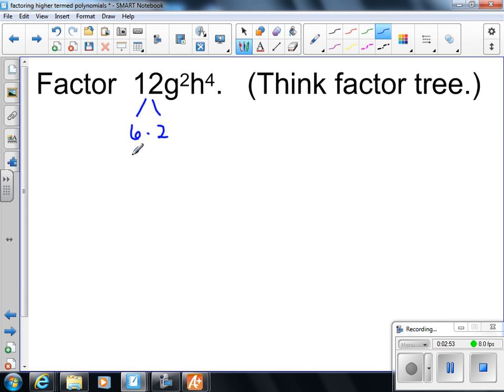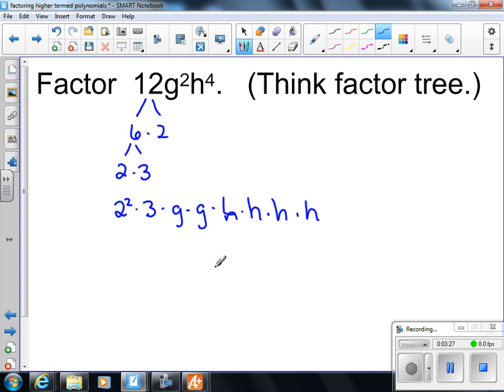Okay, 6 and 2, and 6, is it prime? No, you get 2 times 3. Okay, so what's my prime factorization here? 2 to the second times 3 times, now let's break down the g and the h. G times G times H times H times H times H. Okay, that is broken down in factor form.